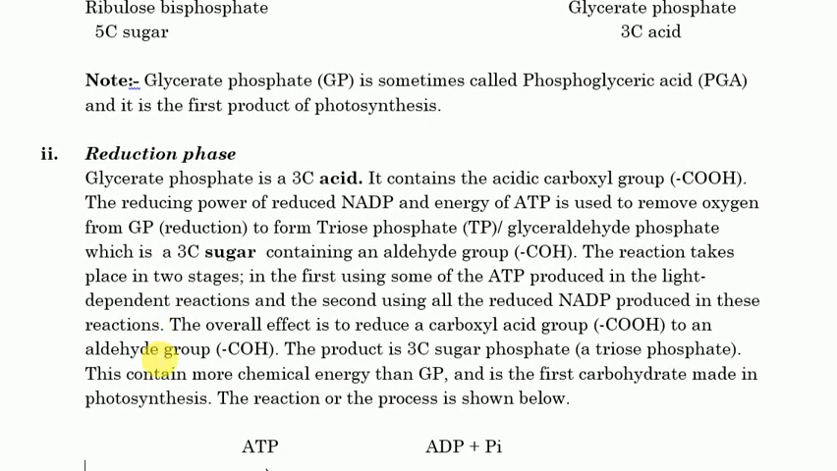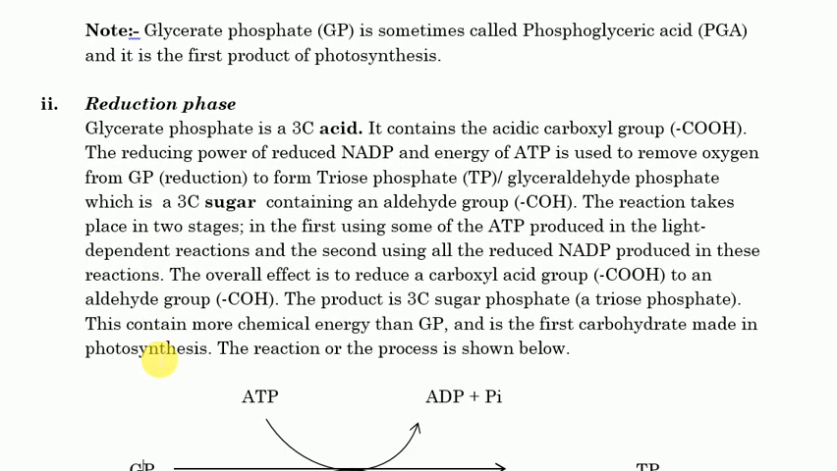So the second stage of the Calvin cycle is the reduction phase. As we know, what is made in the first phase, glycerate phosphate, is an acid. So in the reduction phase, we are taking hydrogen and the energy from ATP. We use that energy to reduce an acid into an aldehyde, because we know all monosaccharides are aldehydes or ketones. This is our knowledge from biochemistry. So glycerate phosphate is a 3-carbon acid. It contains the acidic carboxylic group.